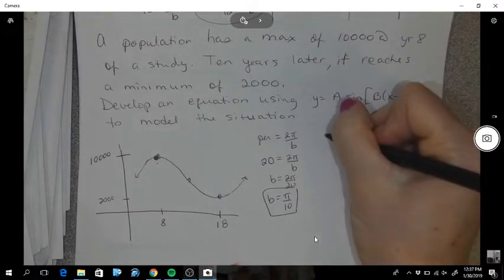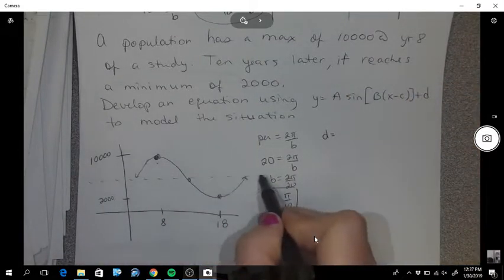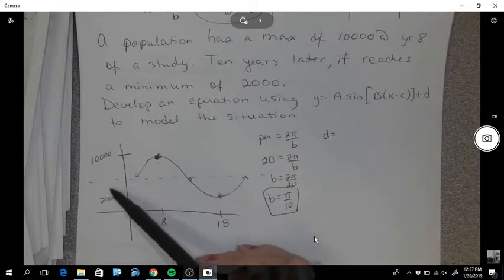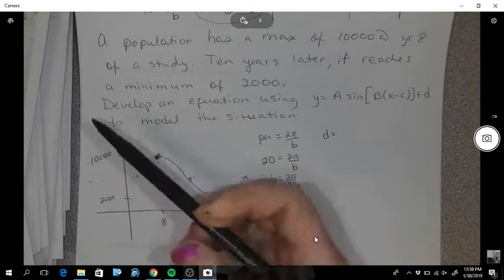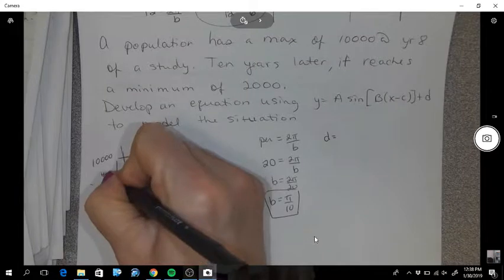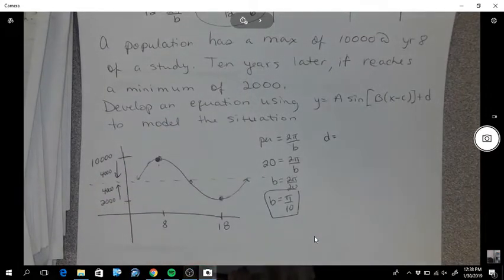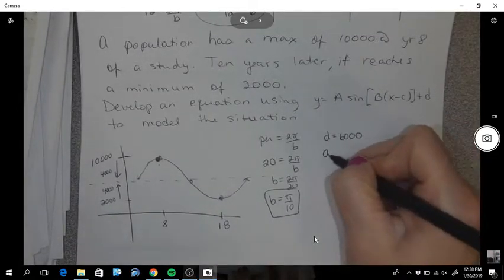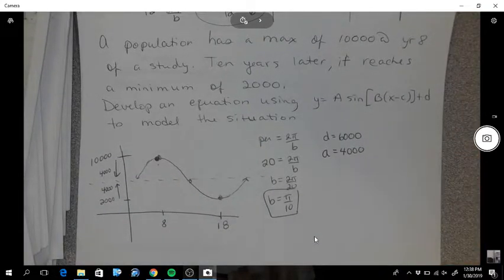Now let's get our d value, the midline. Okay, so 2,000 to 10,000, right? That's 8,000 apart. So go 4,000 each way, and our midline is at 6,000. And then our amplitude was that each min and max was 4,000 away from there.